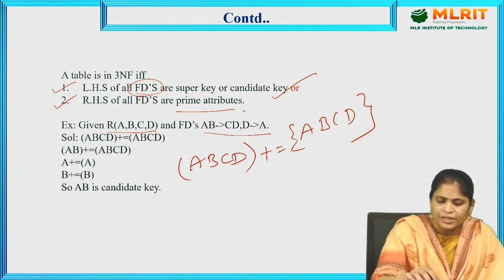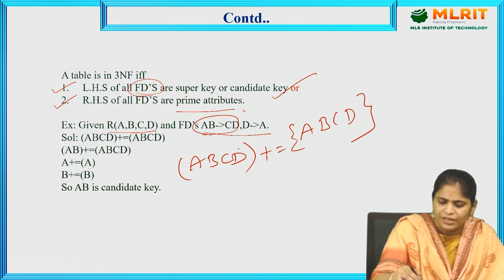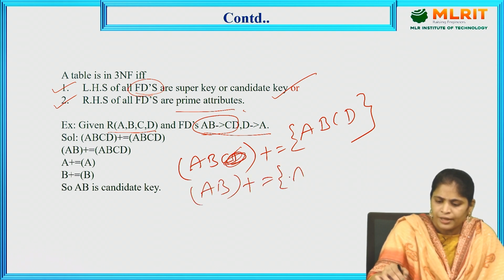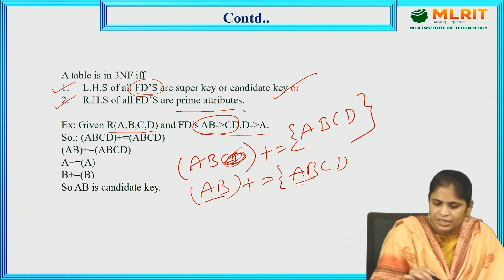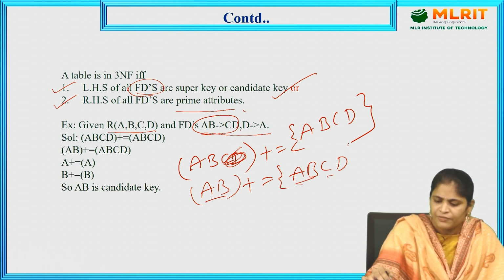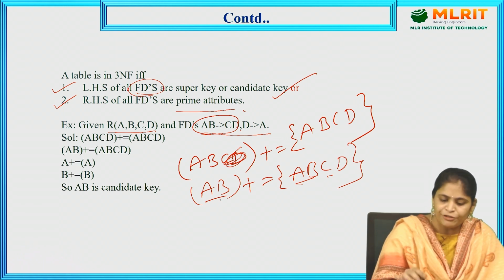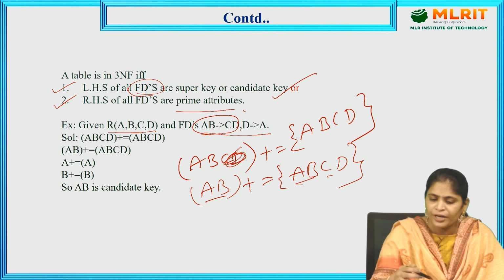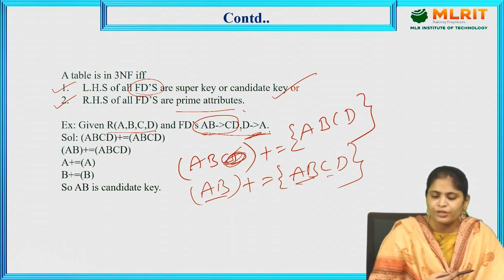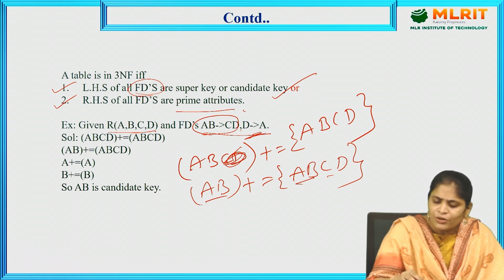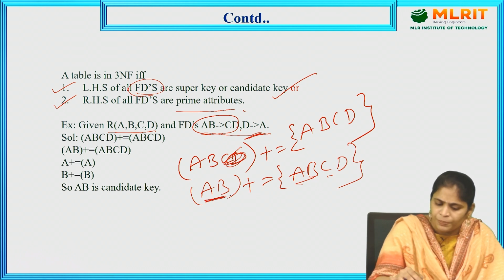Clear? So here AB derives CD, from this FD. We can discard CD. So this will become AB plus equals A, B, C, D. I have to include AB first here, and AB derives CD from the given FD, so I have to include CD. From this, can any further discarding be done here? No, right? Why? Because we have only one more, D derives A. So we can't derive further. So we can say that AB plus is a super key.